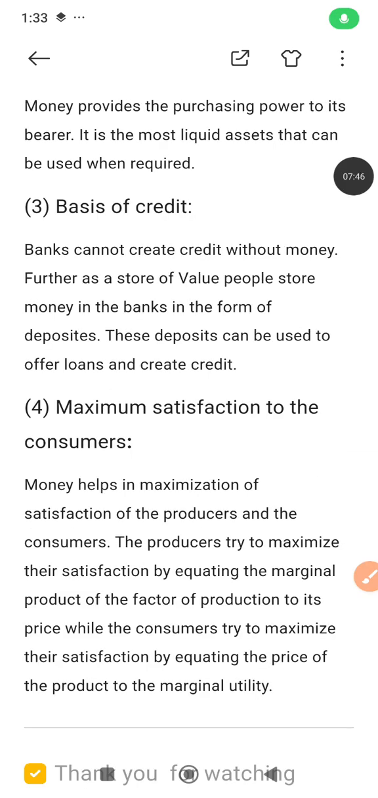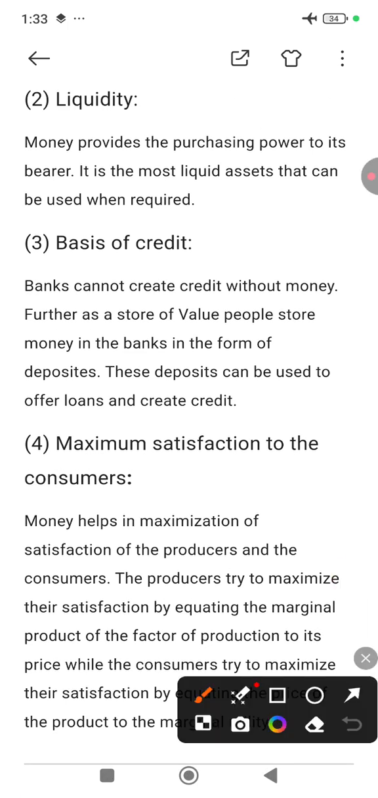Next function is basis of credit. Banks cannot create credit without money. We know that. Who can create the money? Commercial banks. And who issues the money? We know that RBI can issue the money. Who can create the money? Commercial bank. And who can issue the money? RBI. You just remember these things.